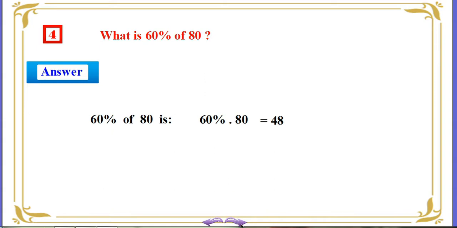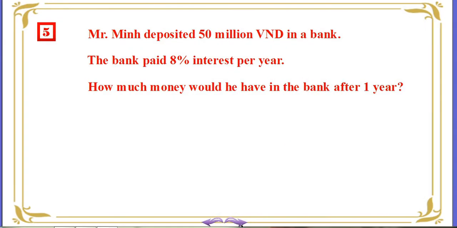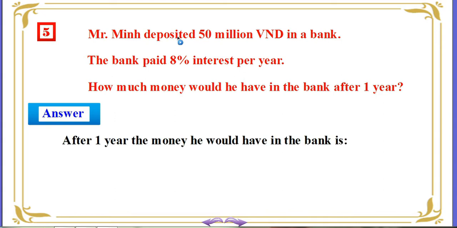Now we go to do exercise 5. Mr. Minh deposited 50 million Vietnam dong in a bank. The bank pays 8% interest per year. How much money would he have in the bank after 1 year? Now we solve this exercise. The money Mr. Minh has in the bank after 1 year includes the deposit, 50 million Vietnam dong, and the interest after 1 year.